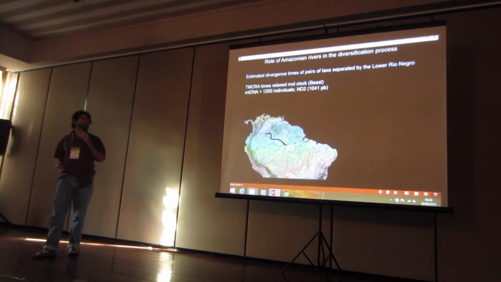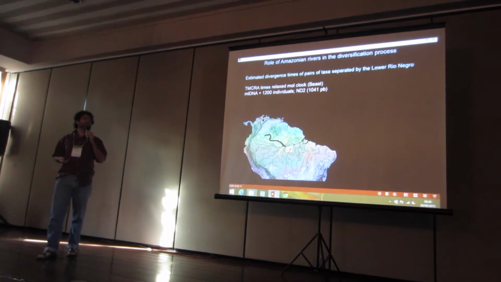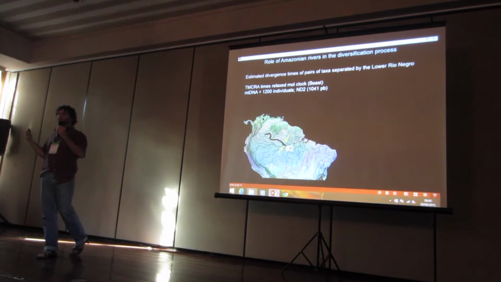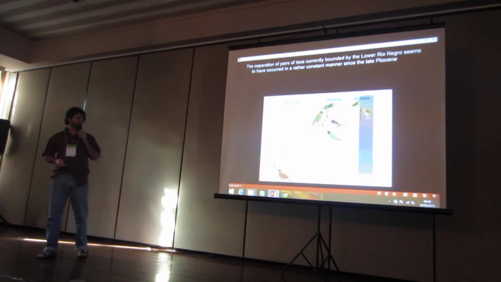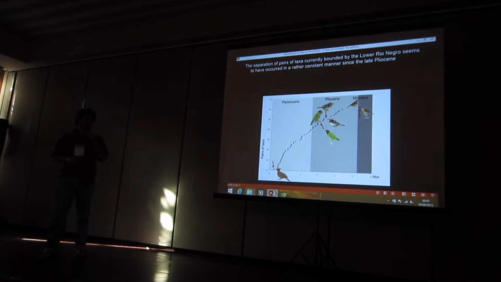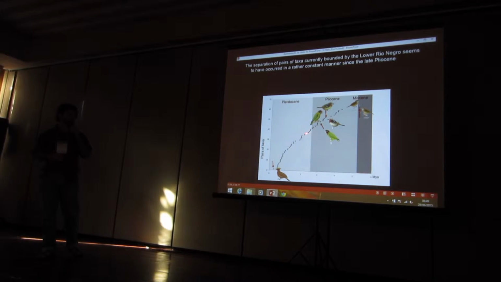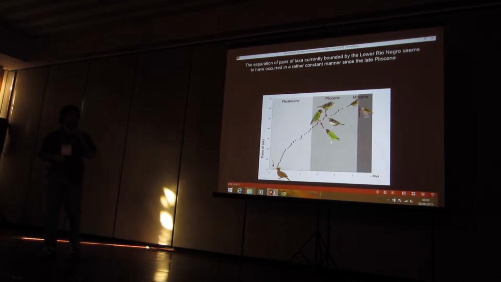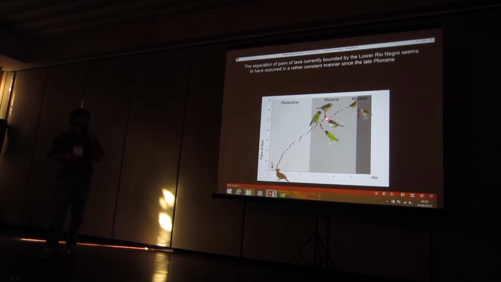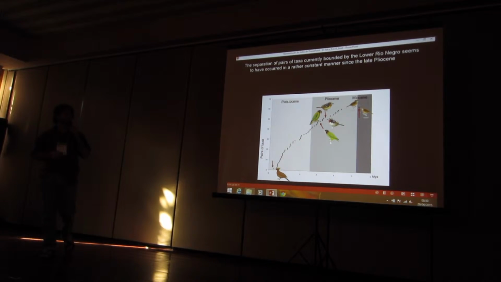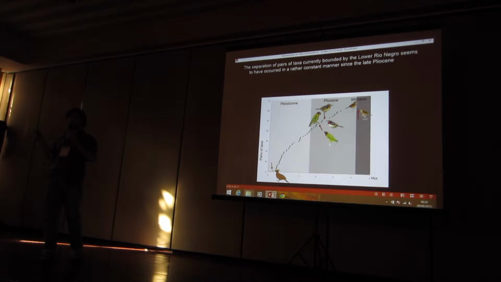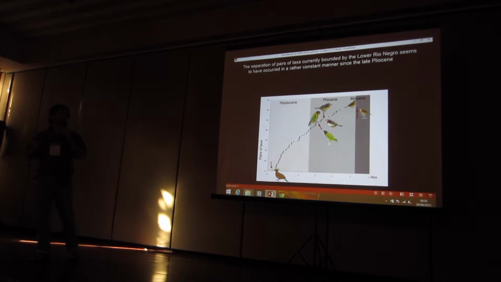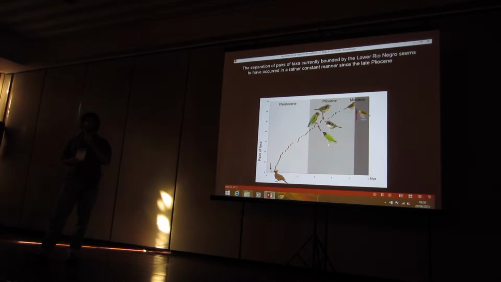The first approach was to simply estimate divergence times in pairs of taxa separated by the lower Rio Negro. And what I found was kind of interesting. Each one of these dots here is one divergence time among those 62 pairs of taxa. And what we can identify here is that the separation of taxa currently bounded by the lower Rio Negro has occurred in a rather constant fashion since the Pliocene.